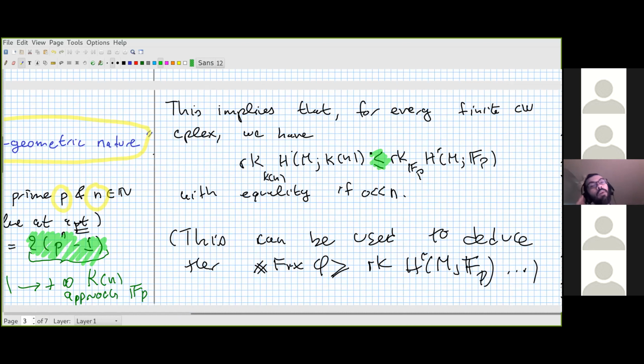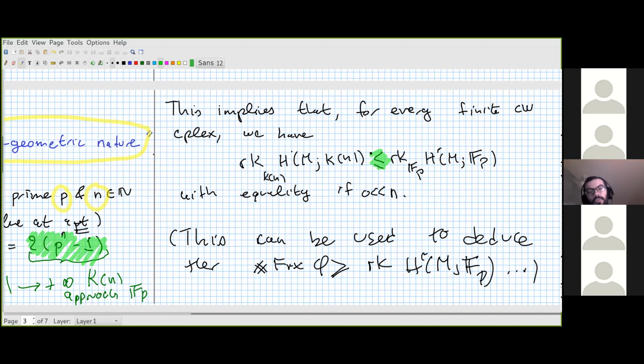But when n is large enough, then all the differentials in the Atiyah-Hirzebruch spectral sequence have to vanish, basically because the pieces are too far away for there to be a non-trivial differential. And in that case, you get equality.